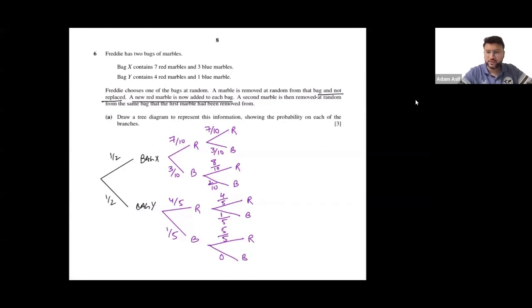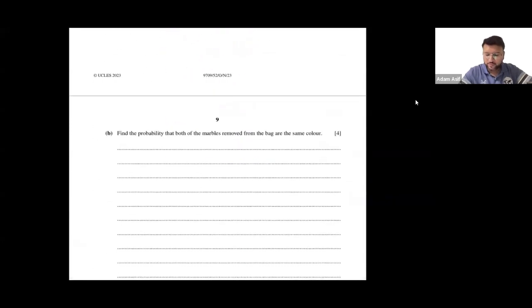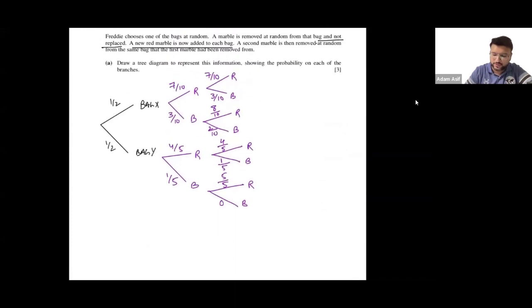Okay. Now the next part says, find the probability that both of the marbles removed from the bag are of the same color. So same color means it can be from bag X, red and red, bag X, blue and blue, bag Y, red and red, and bag Y, blue and blue. So we are going to add these probabilities.